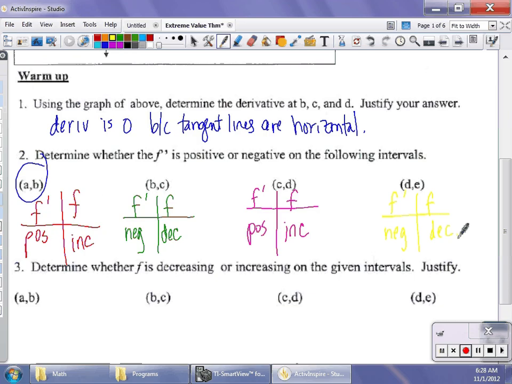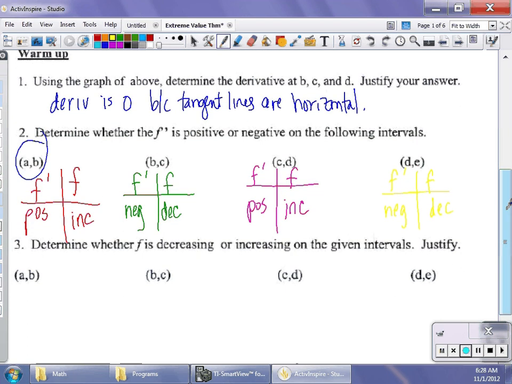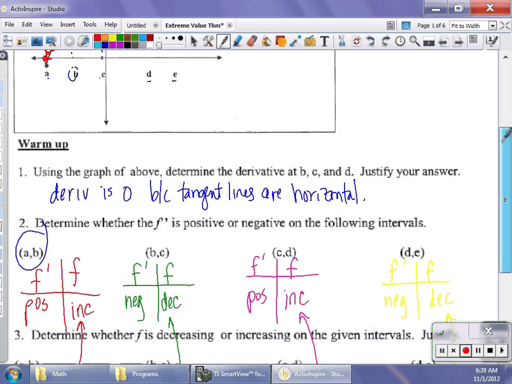Question number 3. Determine whether the function is decreasing or increasing on these intervals. Justify. Well, to justify, we would say the graph is either going up or going down, and the good news is we already answered these questions. So on a to b, the function was increasing. On b to c, the function is decreasing. On c to d, the function is increasing. And from d to e, the function is decreasing. So that's pretty good. We got that out of the way.